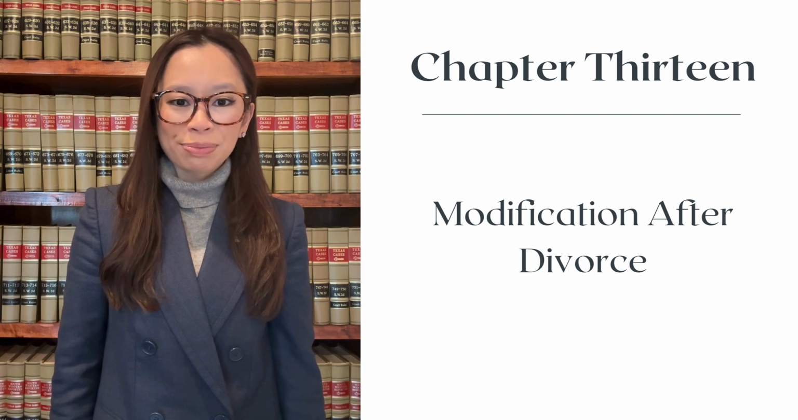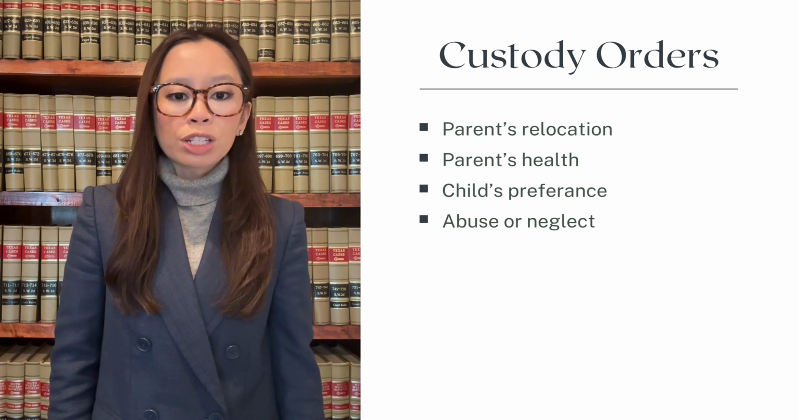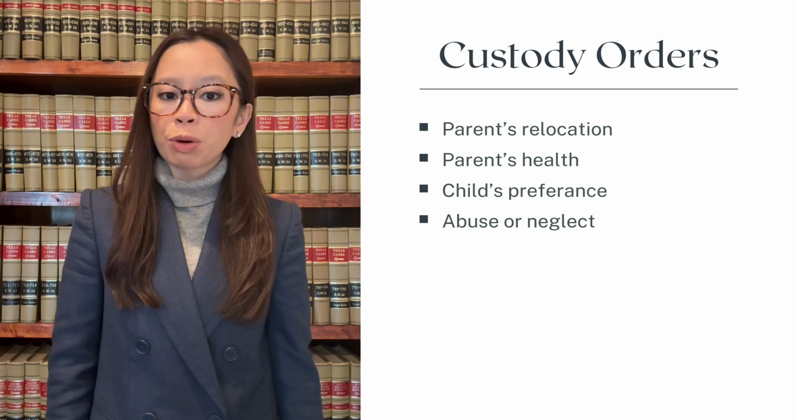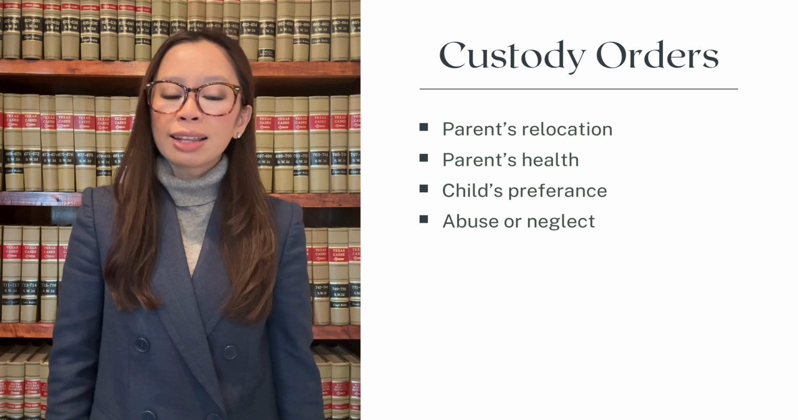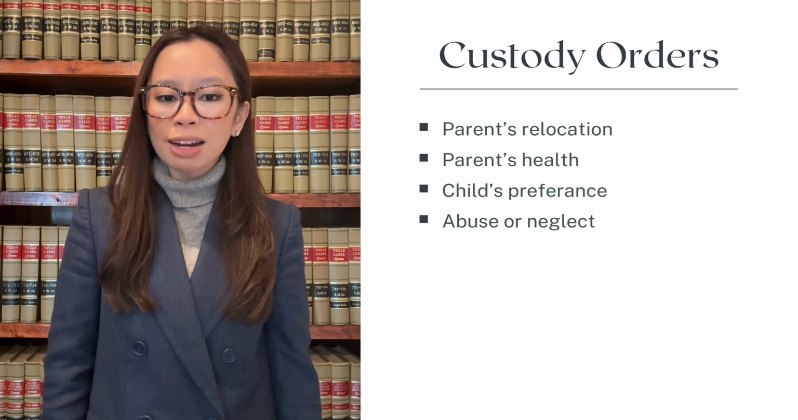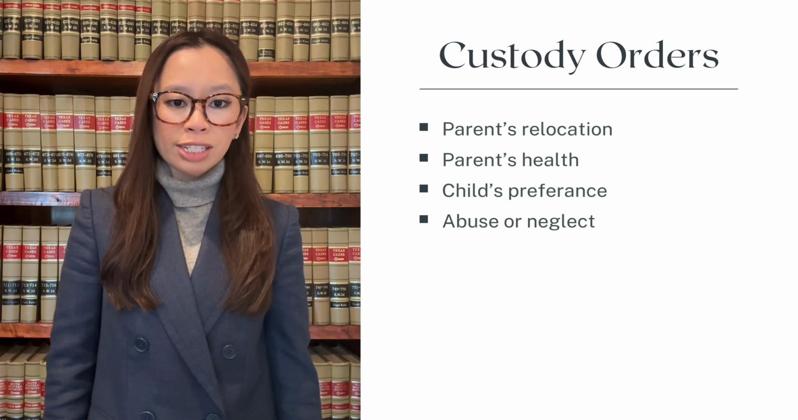So let's get started. Modifying custody, support, or other orders. When a divorce is finalized in Texas, the court issues several orders that affect both parties and their children. These typically include orders on custody, child support, spousal support, and property division. However, life doesn't stop after a divorce, and over time, circumstances can change.